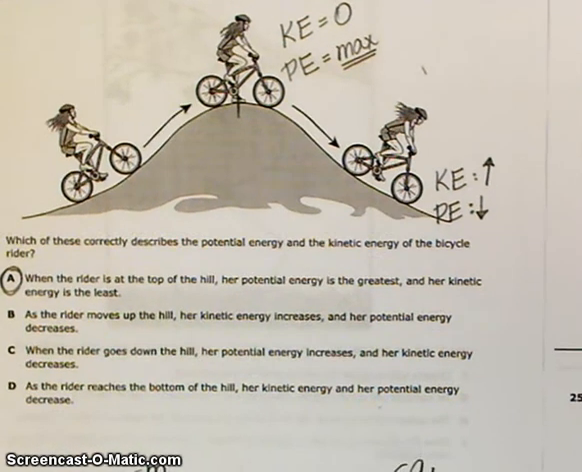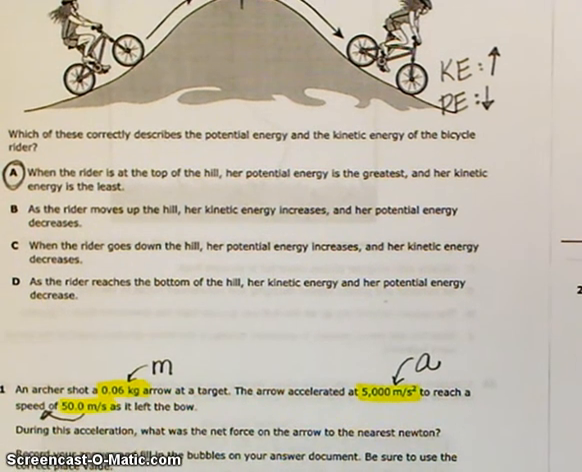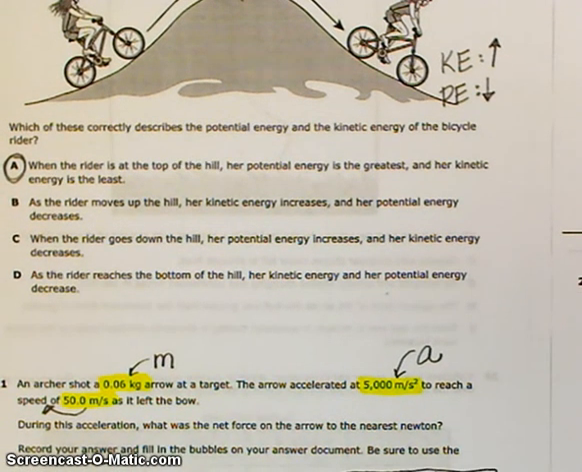All right, number 11. I'm only going to show you this part so far. An archer shot a 0.06 kilogram arrow at a target. The arrow accelerated at 5,000 meters per second squared to reach a speed of 50 meters per second as it left the bow. During this acceleration, what was the net force on the arrow to the nearest Newton?